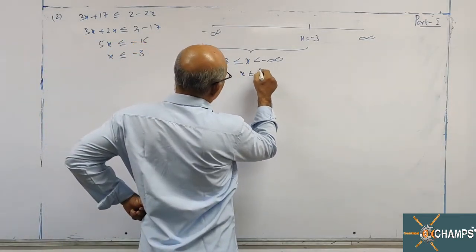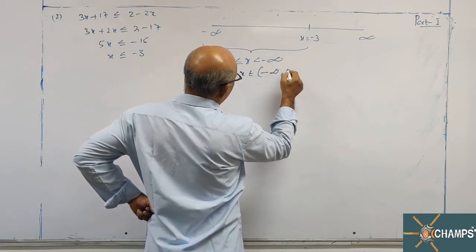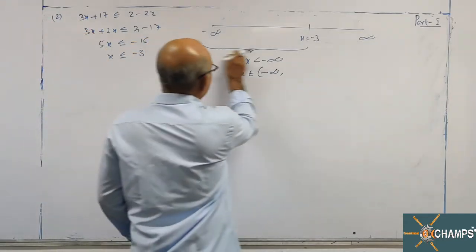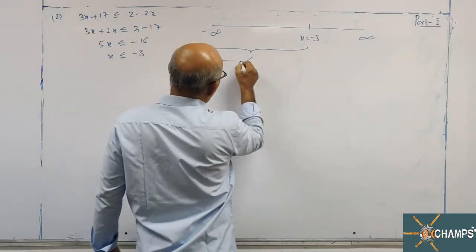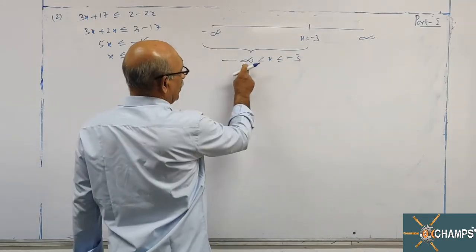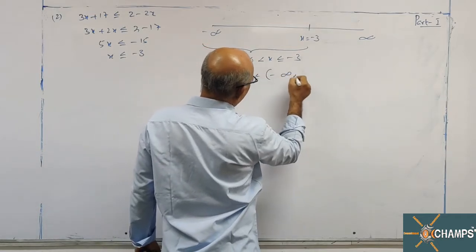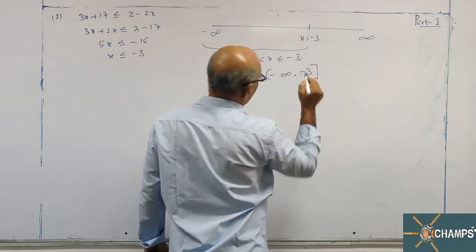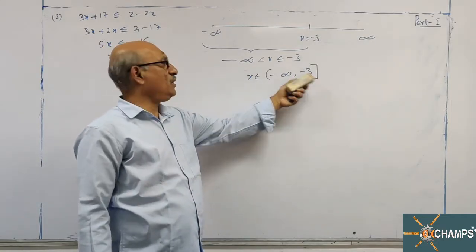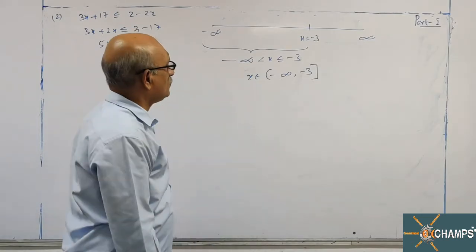So x belongs to minus infinity open. This I'll write: minus infinity less than x, x less than or equal to minus 3. Lower limit, upper limit. x belongs to minus infinity to minus 3. Minus 3 is included, so here it is a closed square bracket. Infinity is not included, so open. Minus infinity to minus 3.